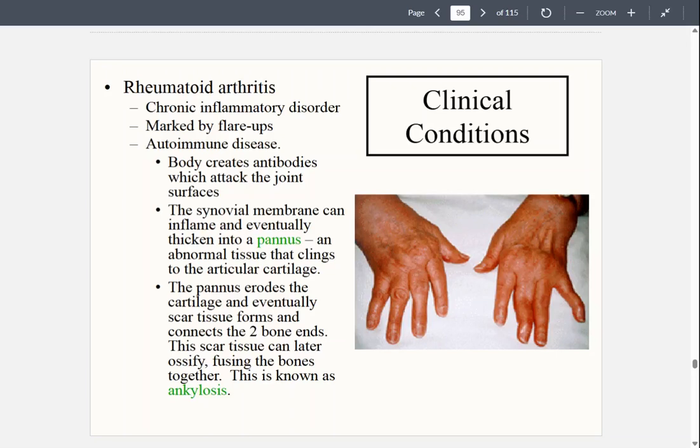And this image right here is actually showing a classic, what we refer to as swan's neck deformity. All right, so this fusion of the bone is referred to as ankylosis.